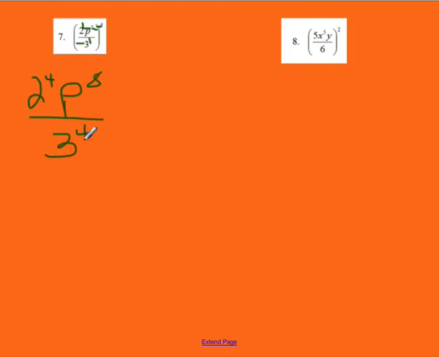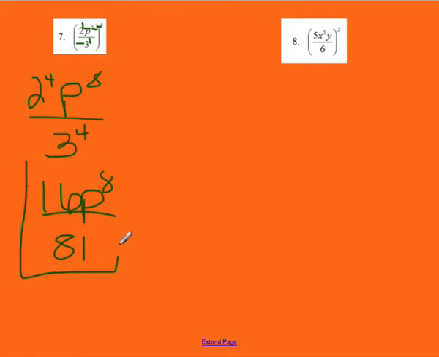So let's go ahead and simplify that out. 2 to the 4th is 16, and then we have p to the 8th, and 3 to the 4th is 81. Now that fraction cannot be reduced anymore, so that is fully simplified. All right, so I want you guys to go ahead and try number 8 on your own. It's done in a very similar fashion.